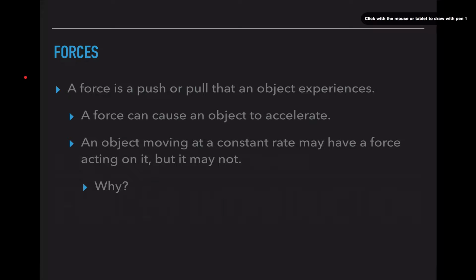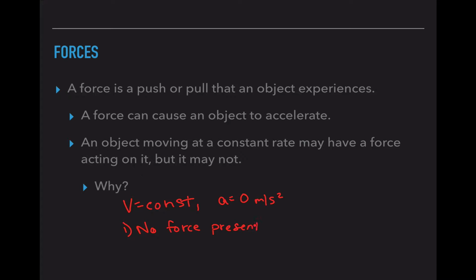Why not? If it is moving at a constant rate, velocity is constant. And if velocity is constant, acceleration is 0 meters per second squared. So there could be a force present, or there could not be a force present. So there are two scenarios. The first scenario is that there is no force present, but it is a frictionless surface.